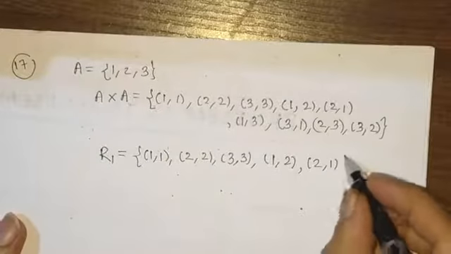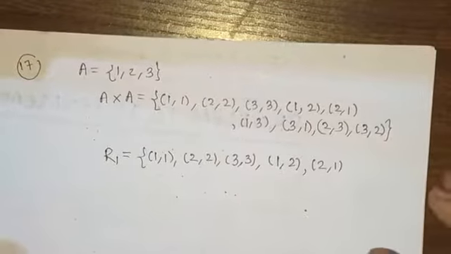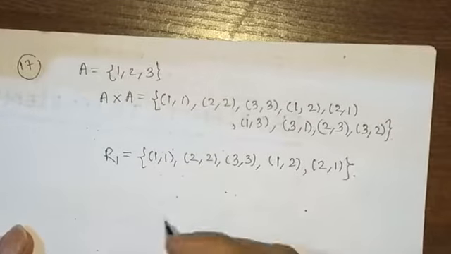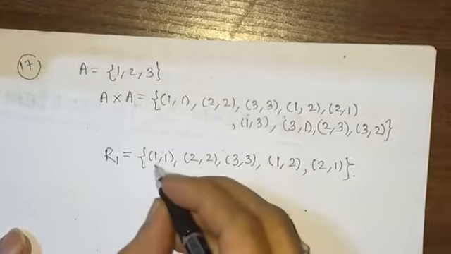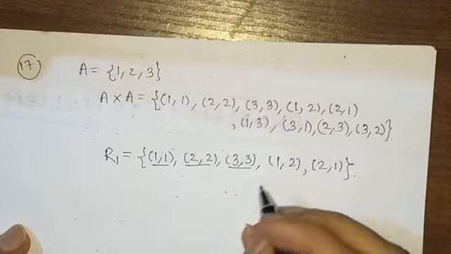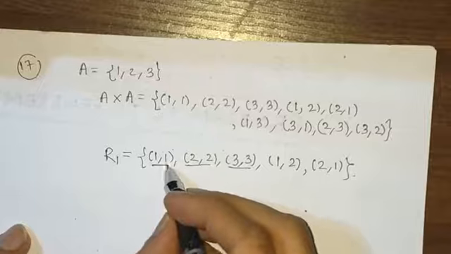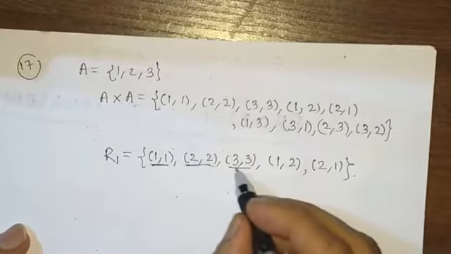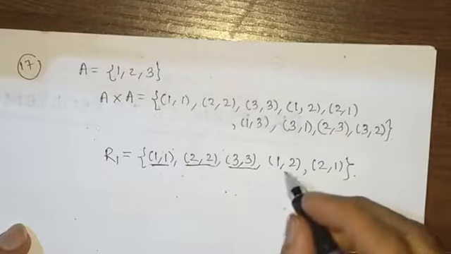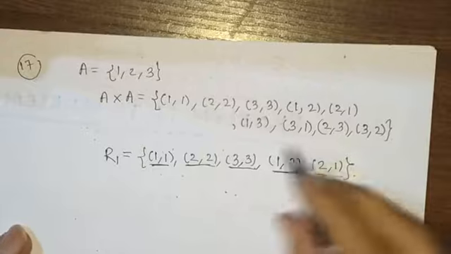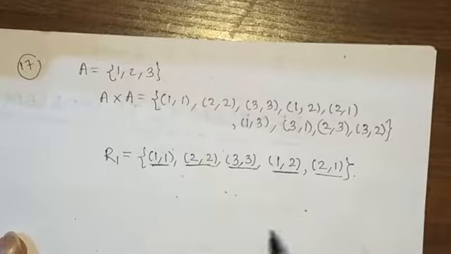Now if we look at this relation, it is reflexive, symmetric as well as transitive. Reflexive because 1 comma 1, 2 comma 2, 3 comma 3 are there. Symmetric because for 1 comma 1, 1 comma 1 should be there, and it is there. Similarly for these two elements. Now if 1 comma 2 is there, 2 comma 1 should be there, so it is there. So this relation R1 is also symmetric.